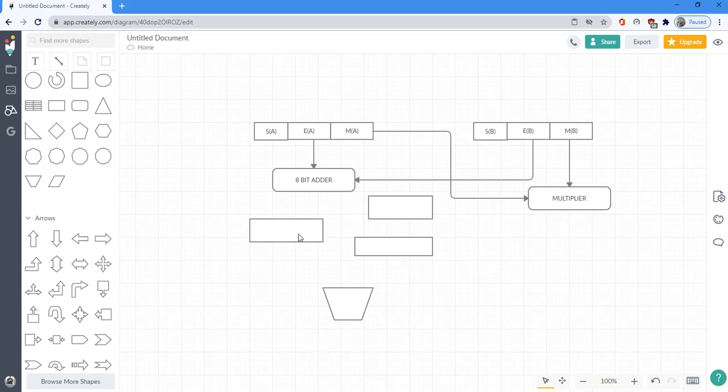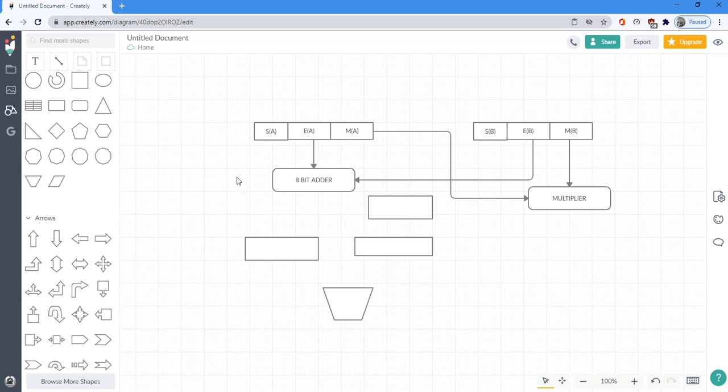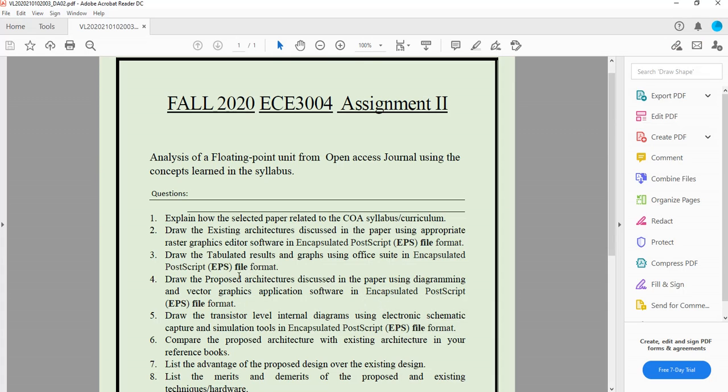Here we can see how it works. By this you can draw the given diagram and complete it by using the arrows provided here. From here to here you can give another arrow. By this you can complete drawing and export it in the given file formats. So let's get to the next question, the third one.